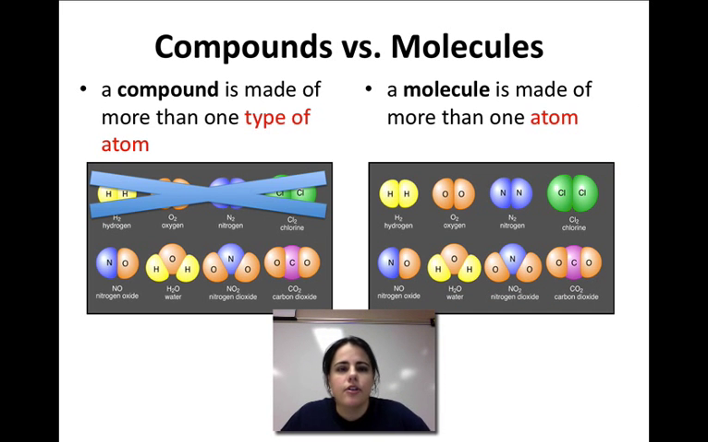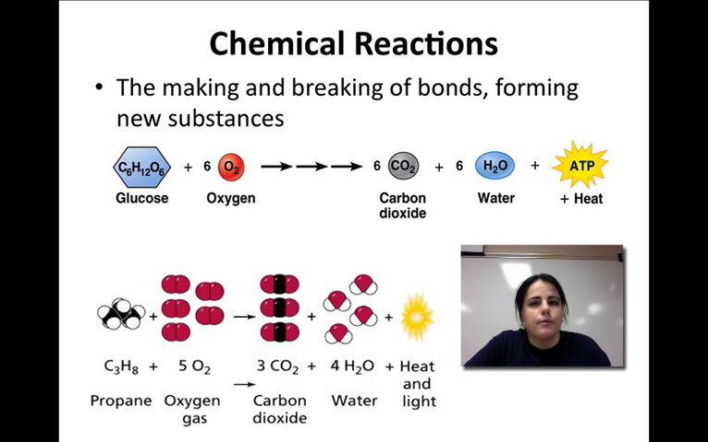Compounds versus molecules. A compound is simply different atoms that are combined to one another, and then a molecule could be either 2 of the same atoms or different atoms as well. And when we talk about the human body, we're focused more on the molecules because they're mainly covalently bonded. So let's look at how you get these atoms together, and you do that by doing chemical reactions.